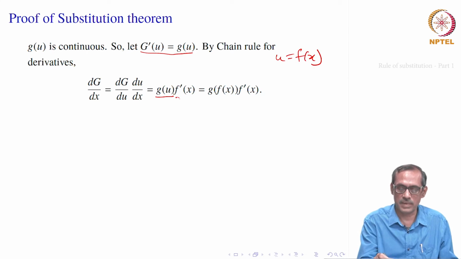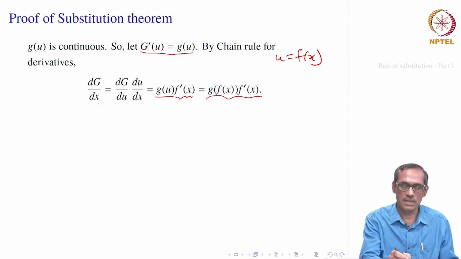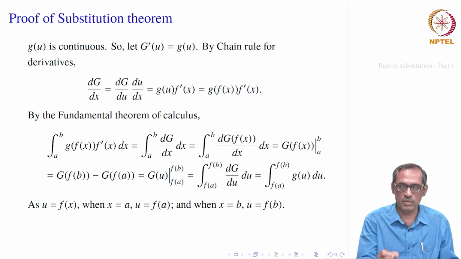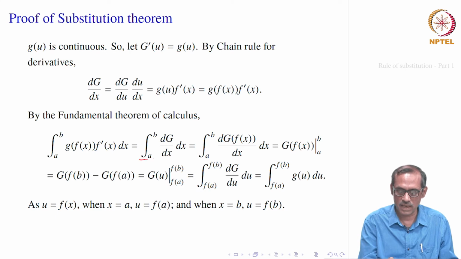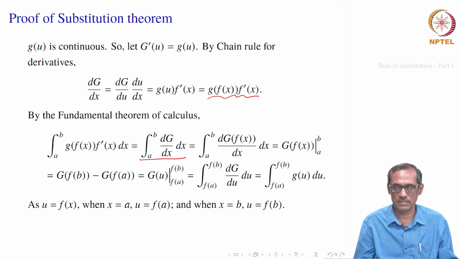So, that is f prime x. That is how we obtain g of f of x into f prime x, which is equal to dg by dx. Fine. Then you use the fundamental theorem of calculus, because the integral of dg by dx will be equal to the integral of g of f x into f prime x.